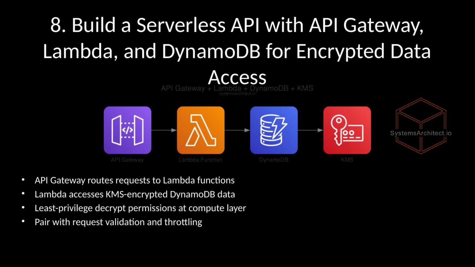KMS encrypts at rest. Those functions need explicit KMS decrypt permissions, enforcing least privilege at the compute layer rather than leaving it implicit. This produces a secure, serverless backend where request routing, business logic, and data storage each stay within clear security boundaries. Pair it with API Gateway request validation and throttling so the storage layer's protection isn't undermined.